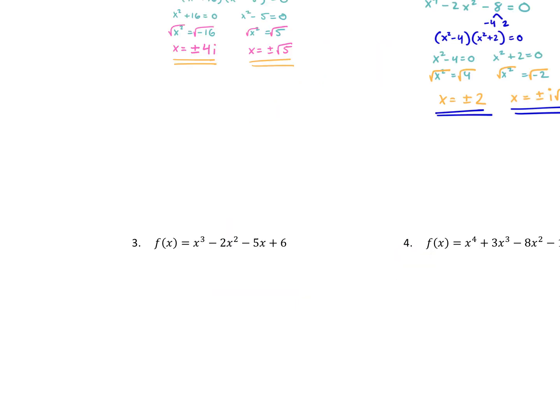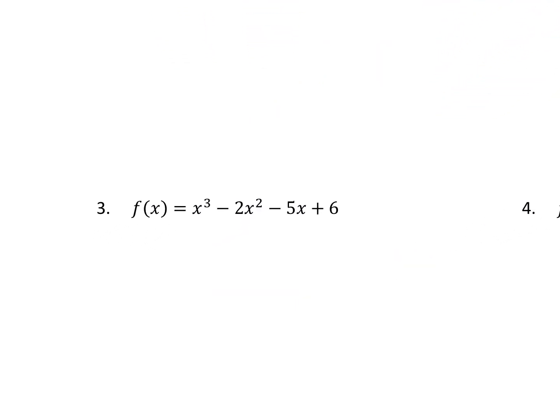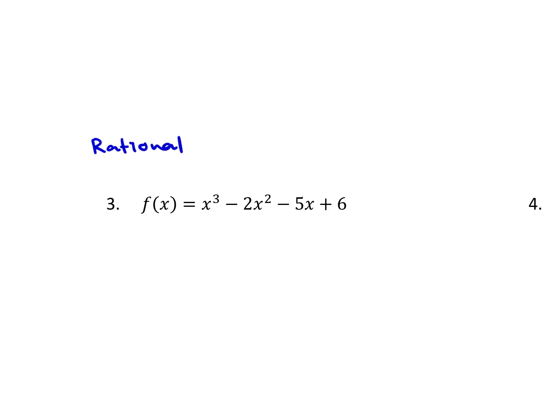All right, for questions like 3 and 4, the directions might say find the rational zeros or find the real zeros. That should be a hint that your answers are going to be real numbers. So you want to use last over first. When your answers are going to be real numbers, use last over first.